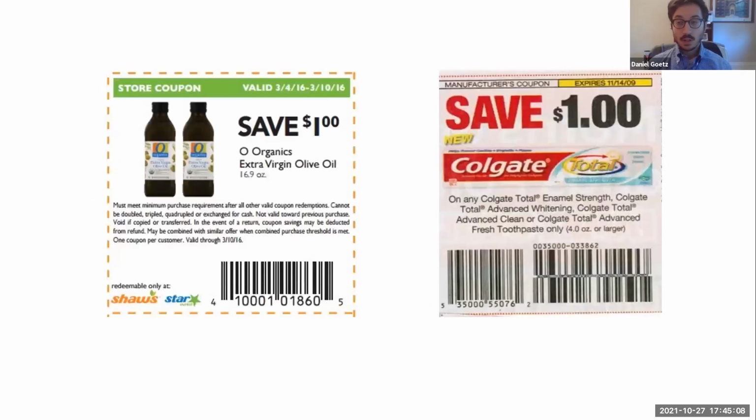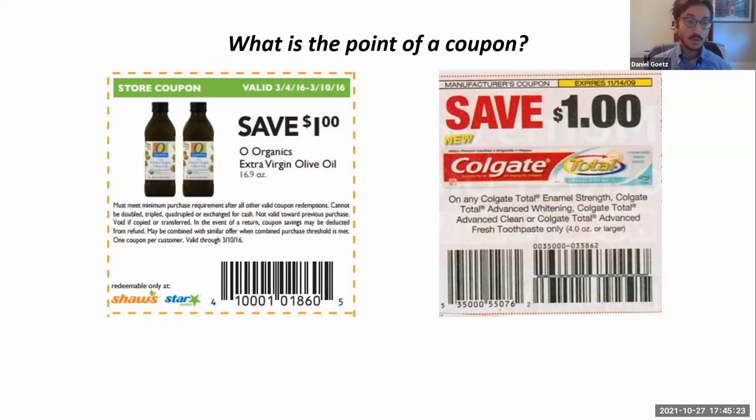So let's look at some other pricing strategies. Here's one that we see all the time, right? We see coupons. On the left, we have a coupon for olive oil. On the right, we have a coupon for toothpaste. So what's the point of a coupon? Why do stores use coupons so much?